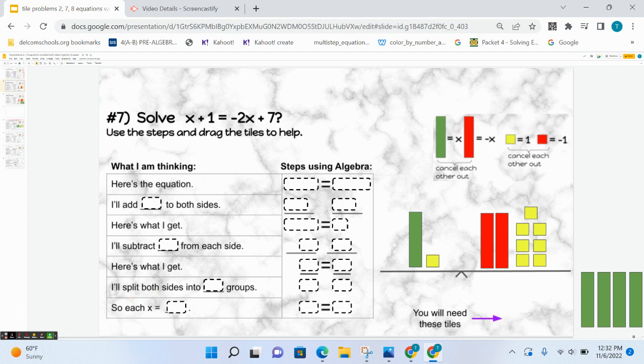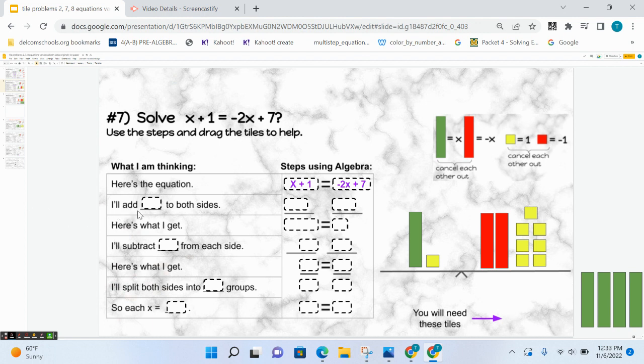x plus 1 is equal to negative 2x plus 7. Go ahead and write it in. Write in the problem for number 1. Okay, this one's a little different than the others. But your first goal, at least with tiles, is to add or subtract so that you have only positive green x's, green rectangles, on one side.